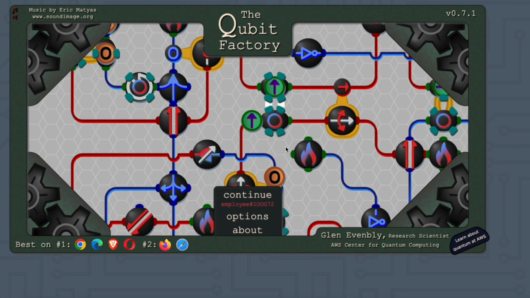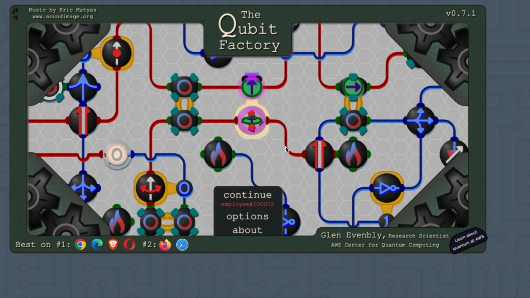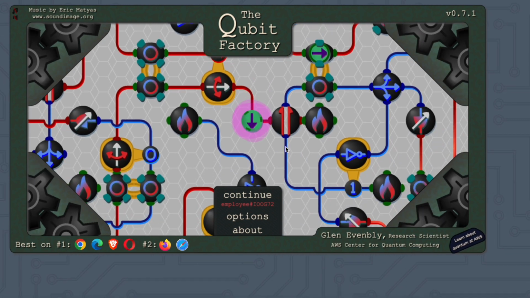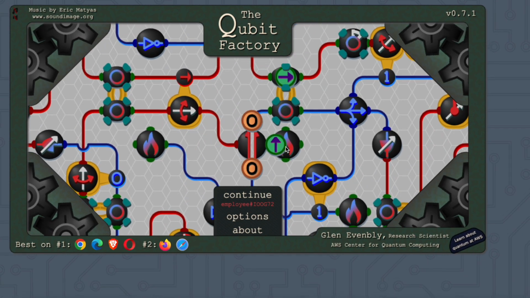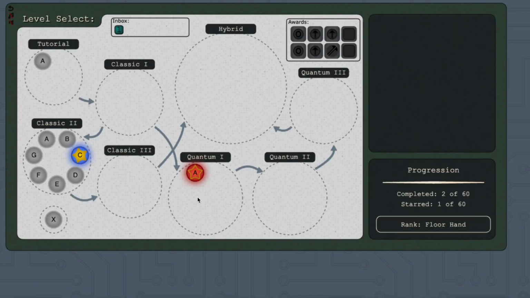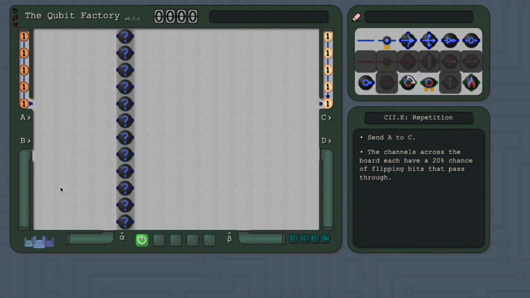Hello everyone. Today I'm going to be exploring classical versus quantum error correction using the Qubit Factory. Okay, so to begin with, we're going to look at classical error correction.